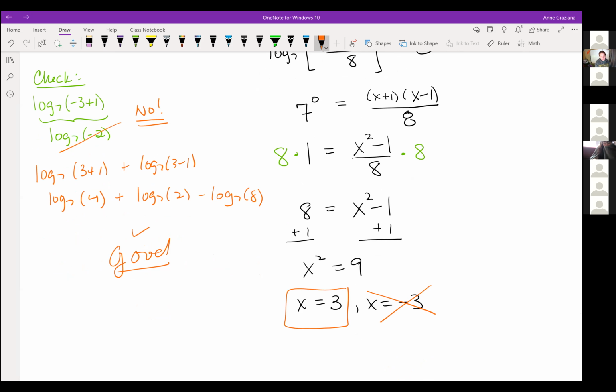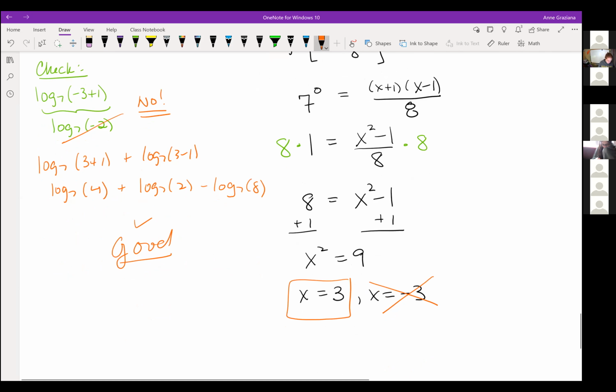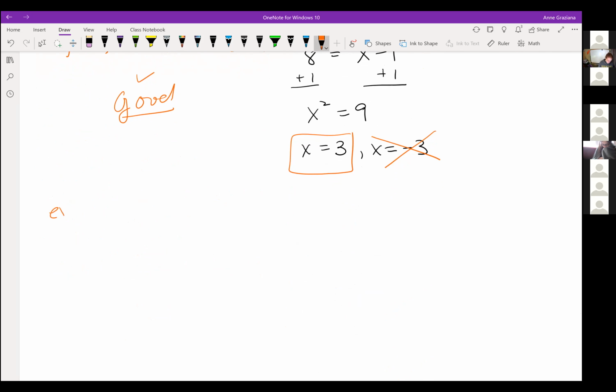All right, let me give you guys one to do. That one's too long. I'll have you do this one. Solve log base 2 of x plus 11 equals 5 minus log base 2 of x plus 7. Give you guys like 2 minutes.